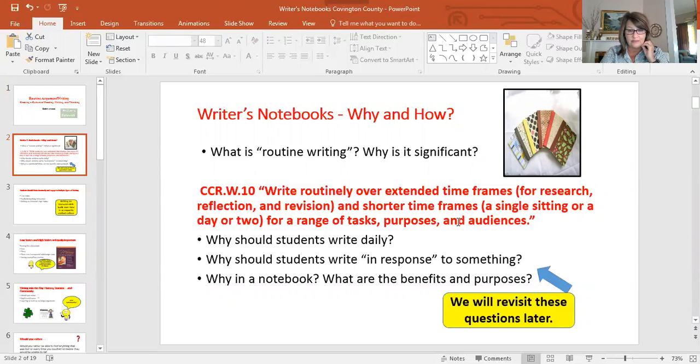So what we like students to do in C3WP is write daily, and that goes along with this notion of routine writing. We like them to write in response to something, so in response to a text or texts, and keep it in a notebook. And there are some benefits and purposes for keeping all of these in a notebook. And these are the things that I'll be addressing, and then we'll revisit these questions later.